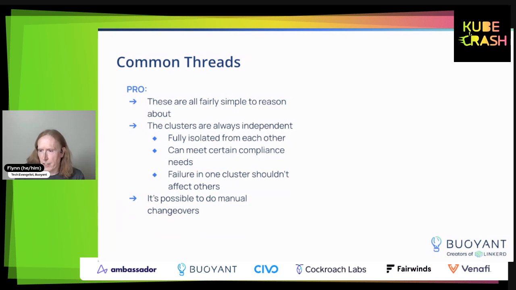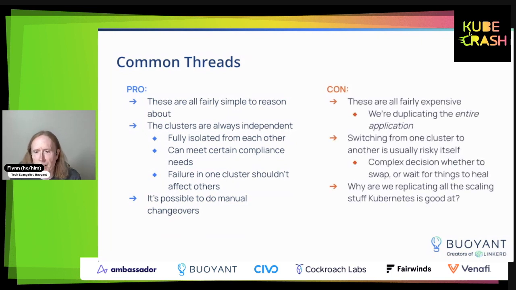Things that are less good in the common threads here. They're all fairly expensive because you're duplicating the entire application. This tends to result in some clusters that are busier than other clusters. It tends to result in things like a given cluster's hardware being driven by the most obnoxious thing running in it. And so you can end up over provisioning for some of your simpler workloads in the cluster. You introduce a bunch of extra complexity there.